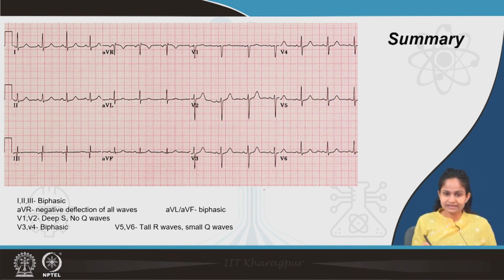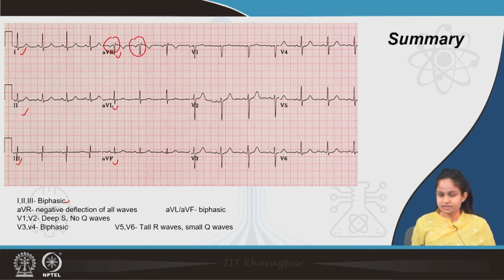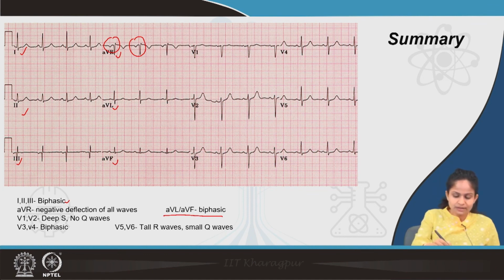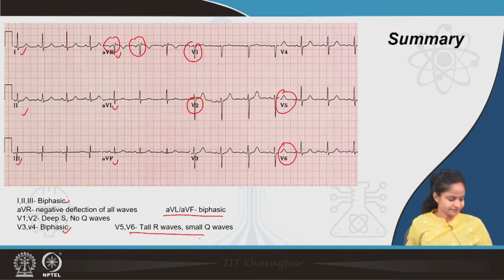We can see this is the 12 lead ECG. Lead 1, lead 2 and lead 3 are usually biphasic. The augmented limb leads are AVR, AVL, AVF. AVR is giving almost all the waves as negative deflections. This is a very important point to look at whether you have placed your leads correctly or not. Then AVL and AVF are biphasic. In V1 and V2 we can see deep S waves, the negative deflections, but we do not see Q waves. V3 and V4 are biphasic, and in V5 and V6 we see tall R waves and small Q waves.